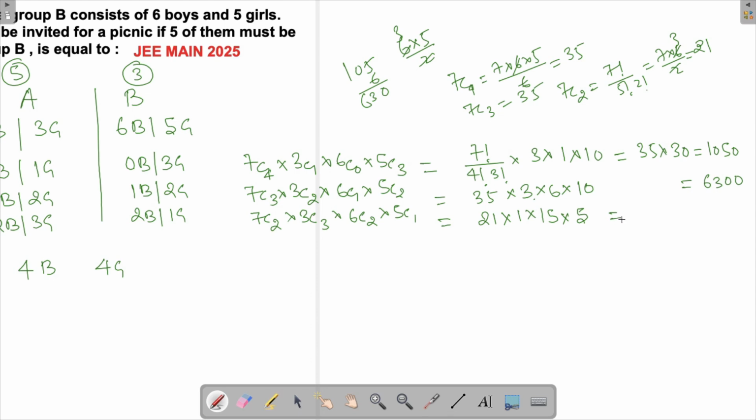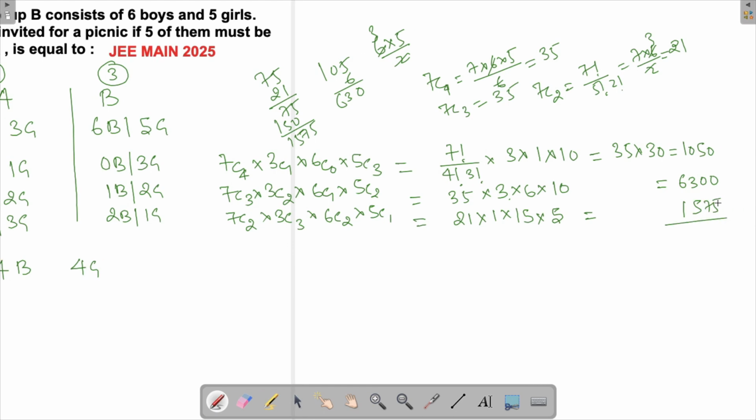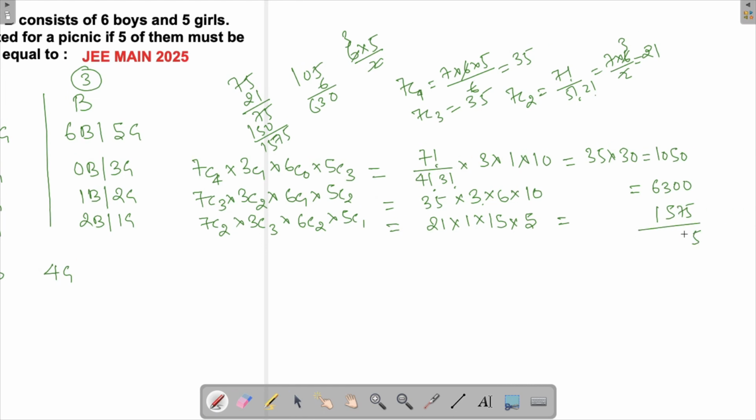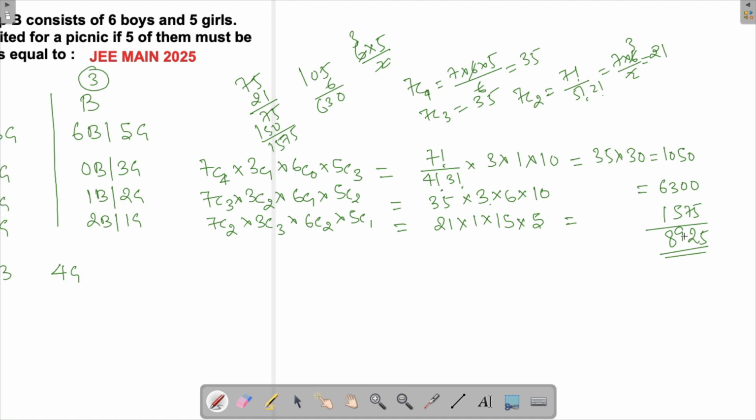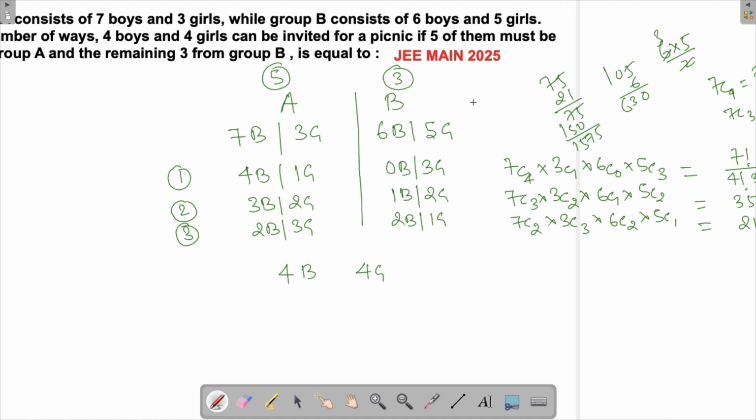So that is 75 into 21, which is 1575. So let's write this as 1575 and then sum it up. 1050 plus 6300 plus 1575 gives 8925, and that will be my answer. So 8925 is my answer here.